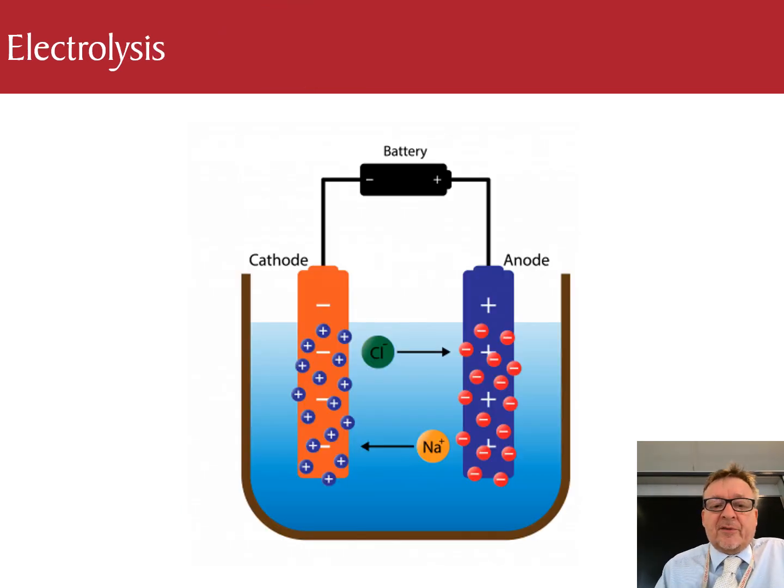If they're above carbon in the reactivity series, to extract the metals we have to use electrolysis. That is as far as I'm going to go with this, because electrolysis is quite a complicated system. But in a nutshell, electrolysis is the extraction of metals above carbon using electricity.